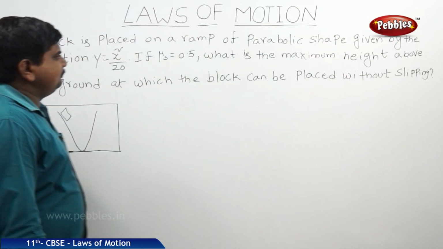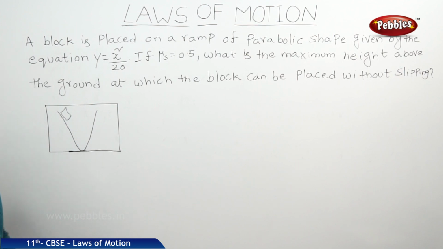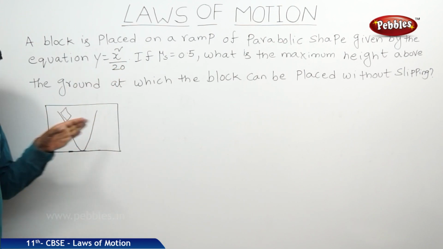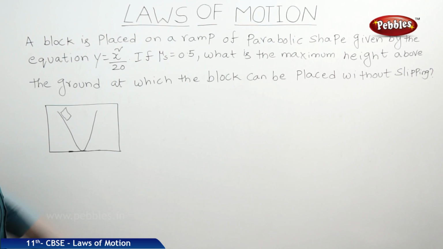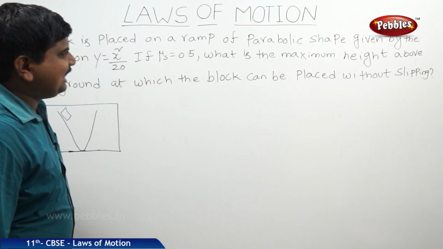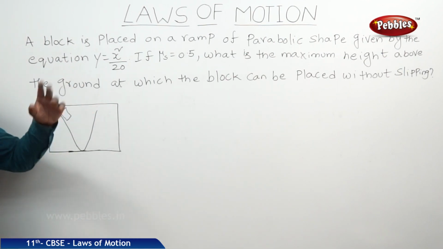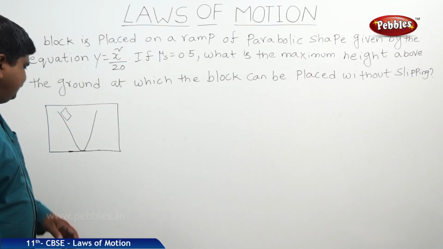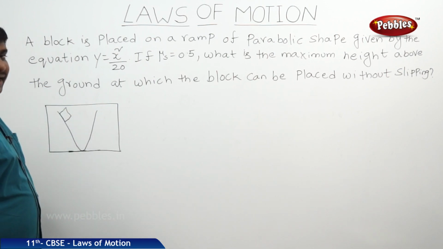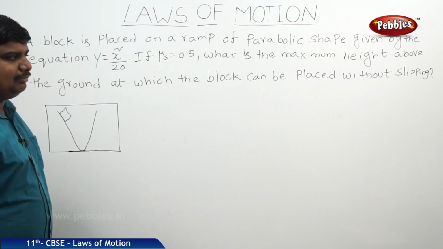So the next problem is, a block is placed on a ramp of parabolic shape given by the equation y is equal to x square by 20. This is the figure, this is the parabolic shape. A rock is placed. If the static friction coefficient mu s is equal to 0.5, what is the maximum height above the ground at which the block can be placed without slipping? It's just placed on the parabolic path. So we should find out the maximum height above the ground where this block can be placed without slipping.